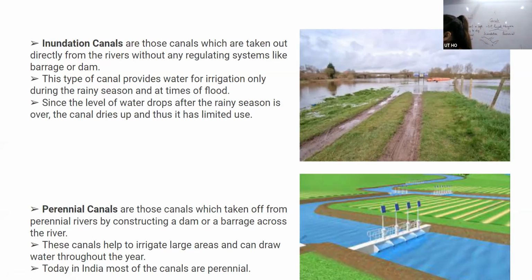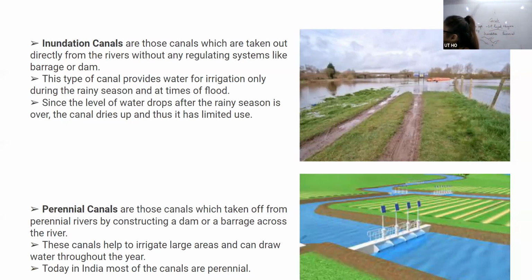The second and the better one, those are perennial canals. They are those canals which are taken off from perennial rivers. What are perennial rivers? Rivers which flow all through the year. By constructing a dam or barrage across the river, these are then obstructed, so water can be accumulated. And the flow can also be regulated. We don't even want excess water going into the fields.